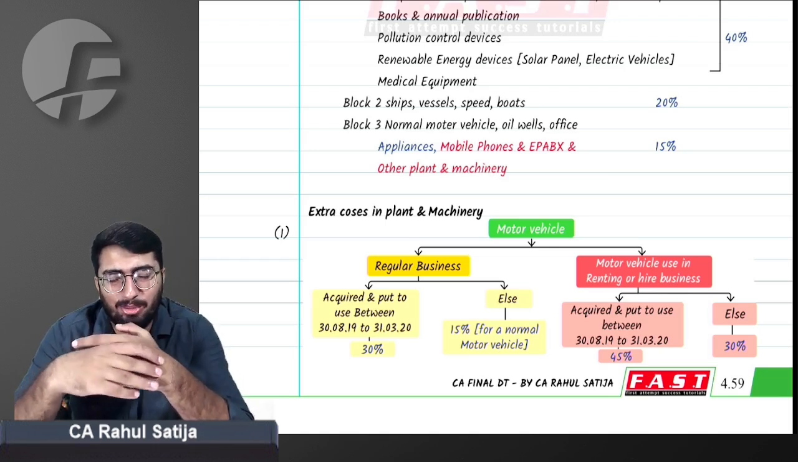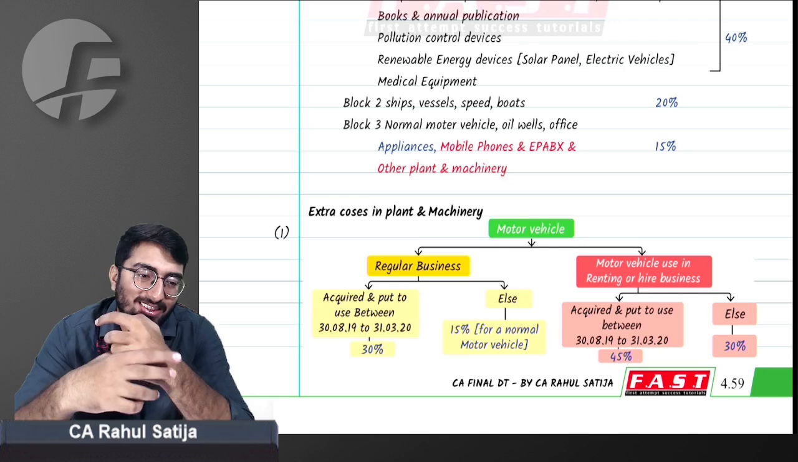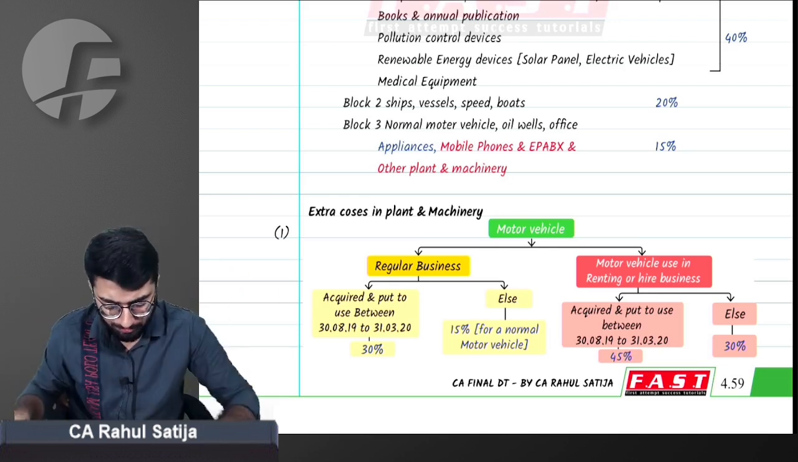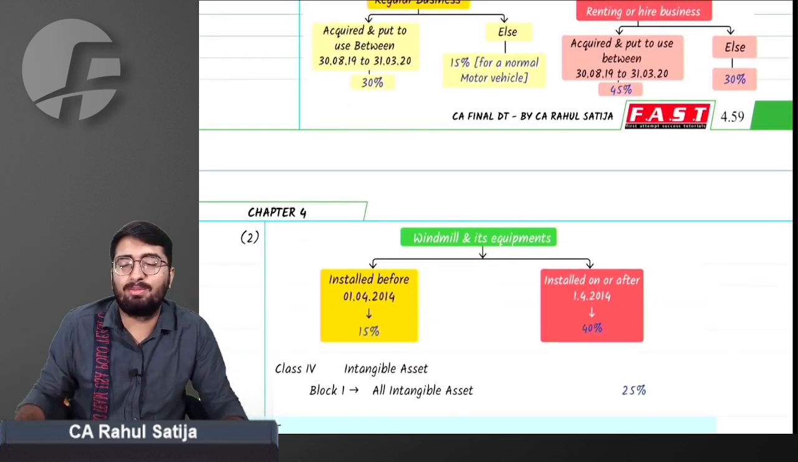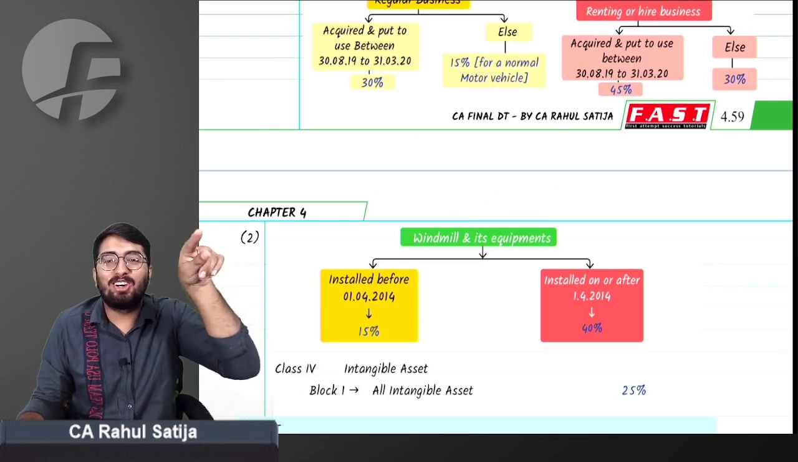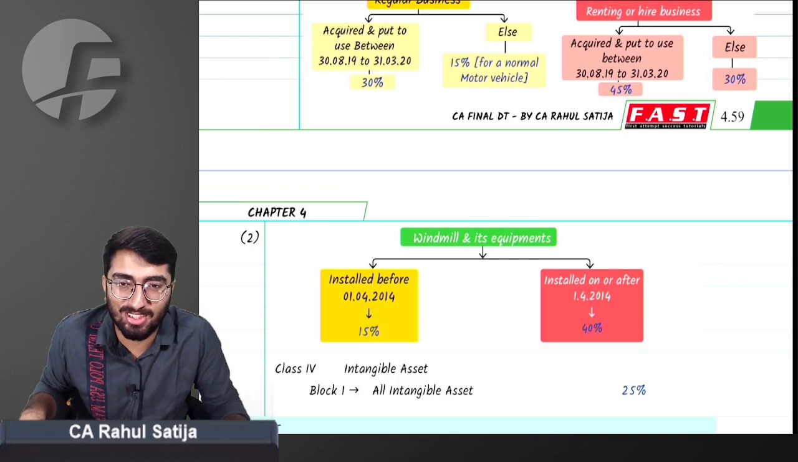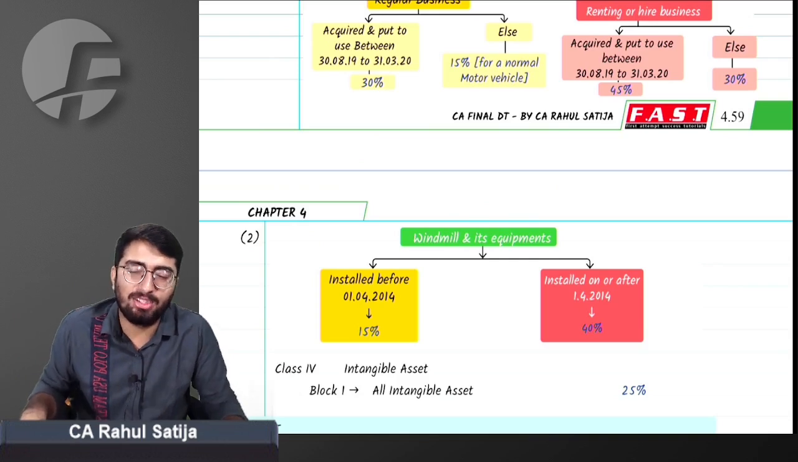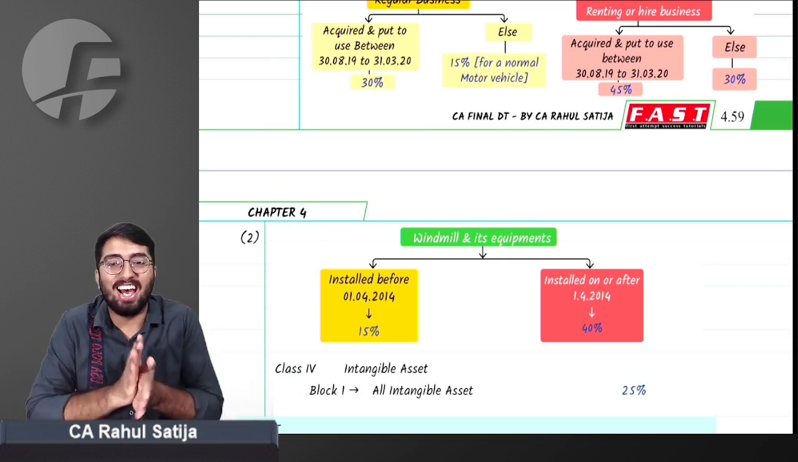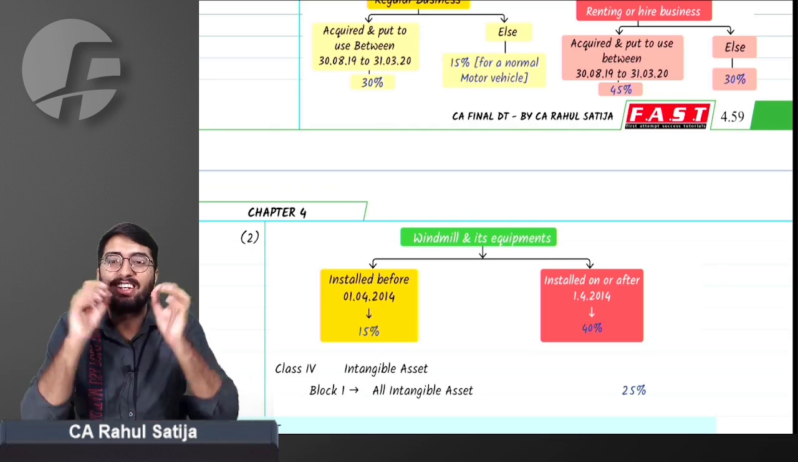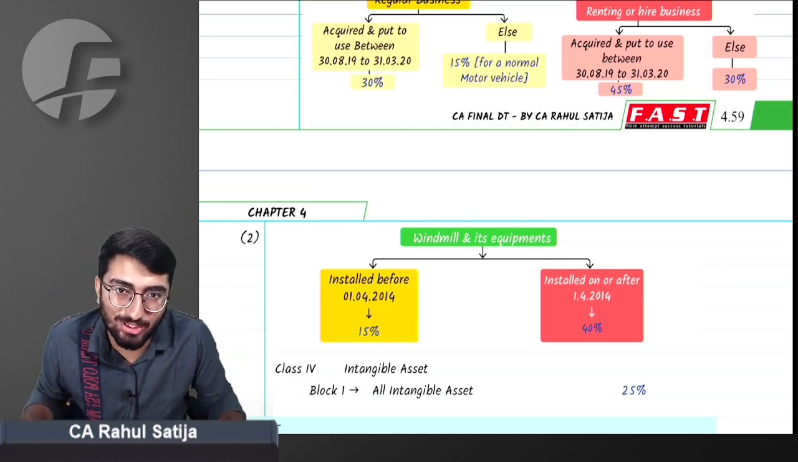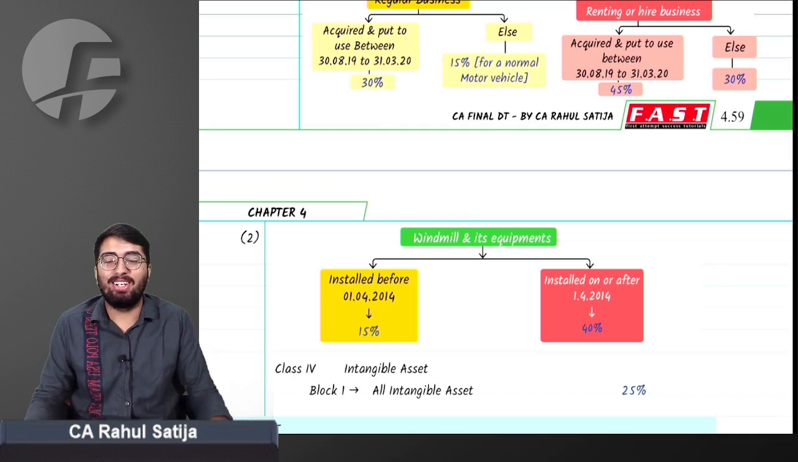Yes, sir, we did get this point. Next, if you have any windmill, and the windmill was installed before the Modi government came into power, that is 1st April 2014, then it will be chargeable to 15% depreciation. As soon as the Modi government came into power, depreciation on windmill was increased to 40%. Got this point or not, sir?